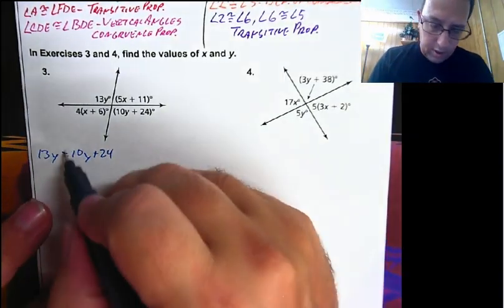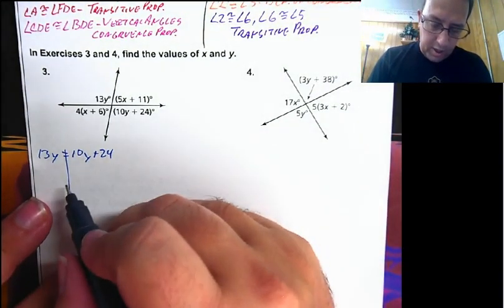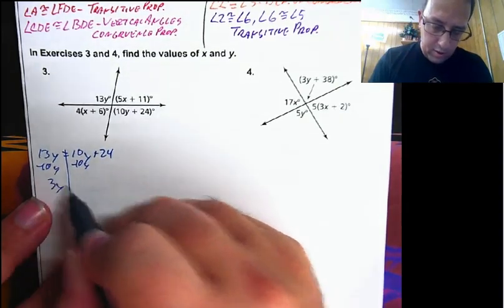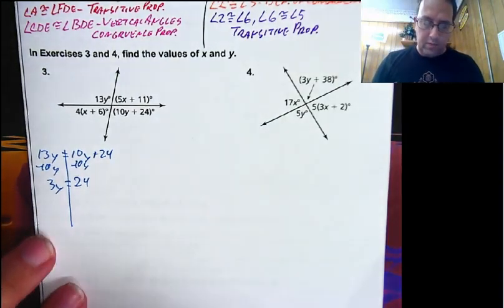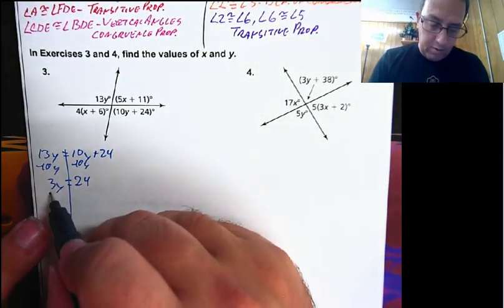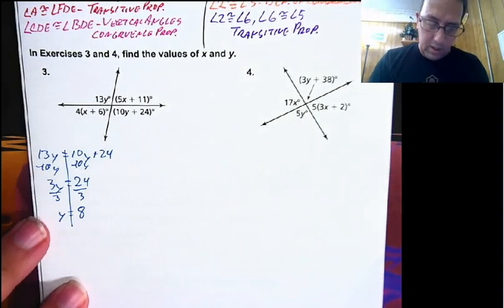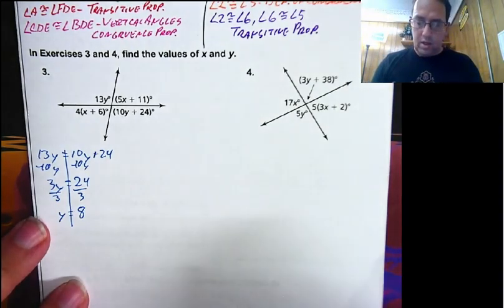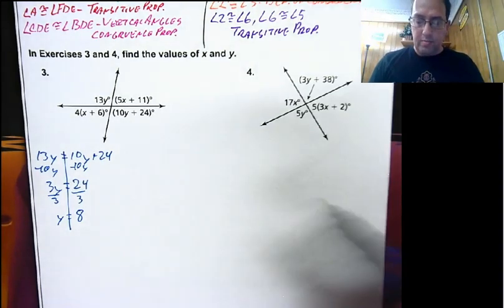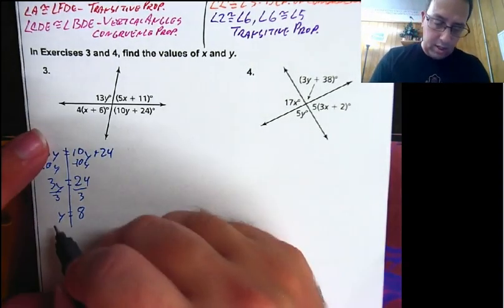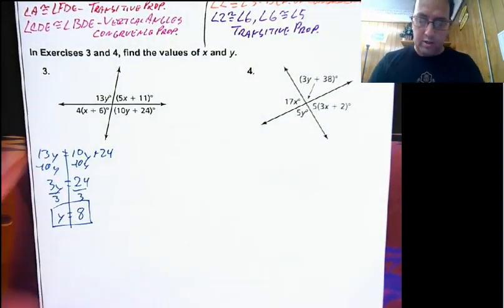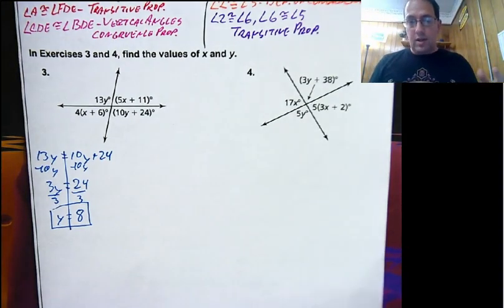So let's work this out. First, we subtract 10y from both sides. So I end up with 3y equals 24, divide both sides by 3, and y equals 8. We didn't have to plug it in, so we can just leave it like that. y equals 8. There it is. There's my answer.